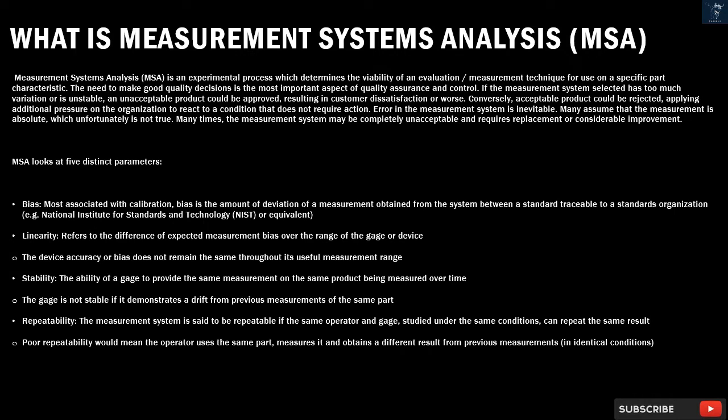Stability. The ability of the gauge to provide the same measurement on the same product being measured over time. The gauge is not stable if it demonstrates a drift from previous measurements of the same part. Repeatability. The measurement system is said to be repeatable if the same operator and gauge, studied under the same conditions, can repeat the same result. Poor repeatability would mean the operator uses the same part, measures it and obtains a different result from previous measurements in identical conditions. Reproducibility. The system is considered reproducible if multiple operators can get the same or similar readings on the same parts.